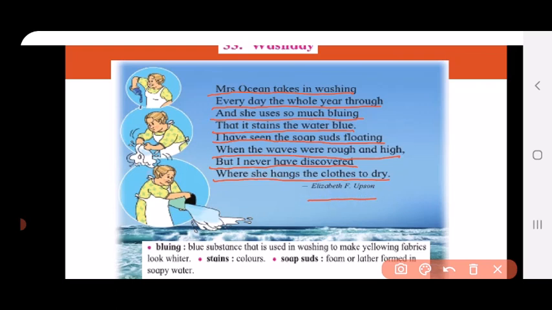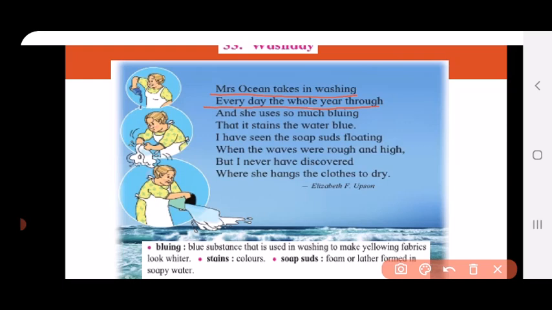And here the ocean is given a name called Mrs. Ocean. So here the ocean is spoken about like a human being, just like mommy washes clothes at home.